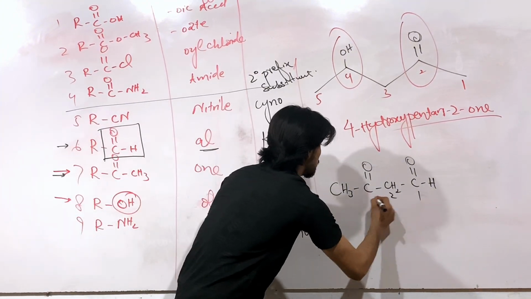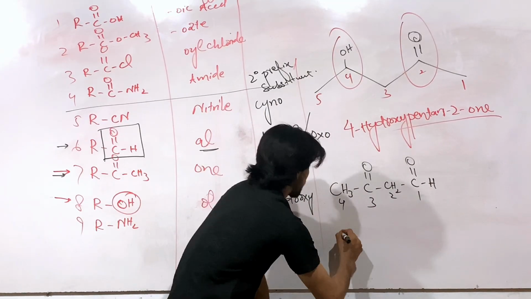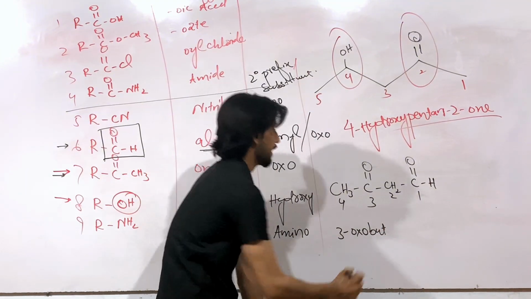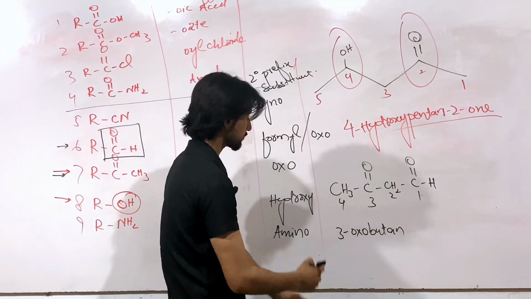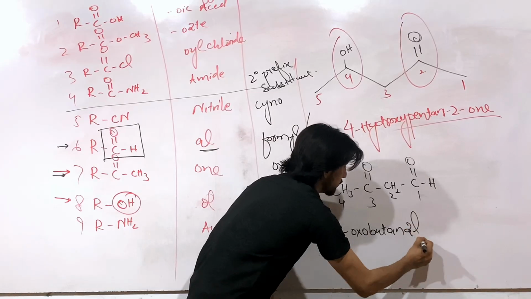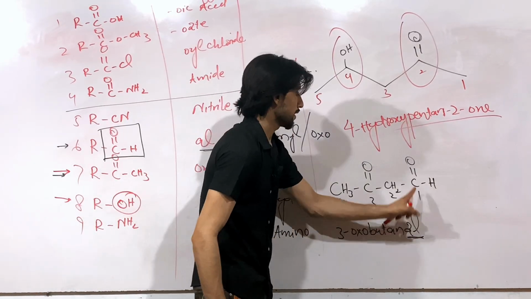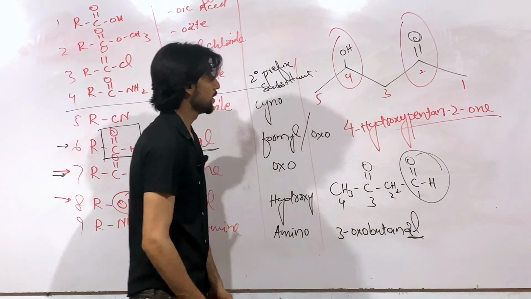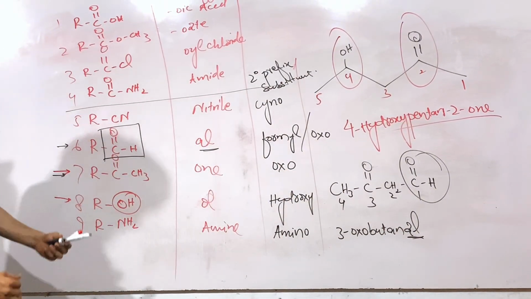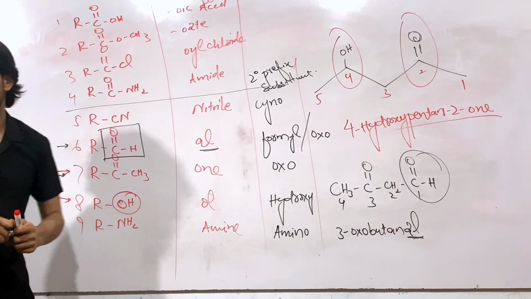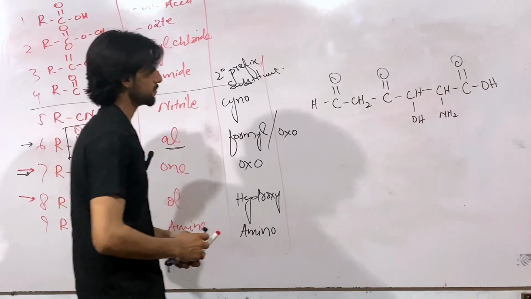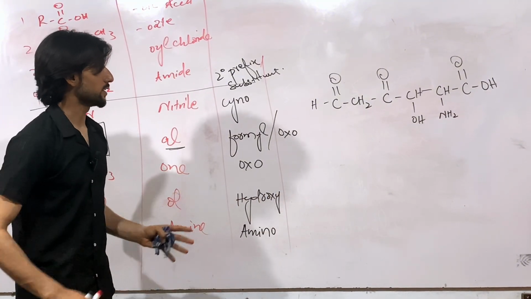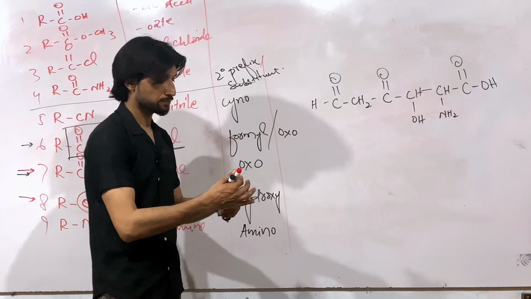So 1, 2, 3, 4. We have got 3-oxo and 4 carbon atoms, but, and An for the saturation, and Al for what? For our secondary suffix. This is our main functional group, primary functional group. Okay, let me give you one more example. Now, with the help of all the rules we learned, we must be able to name this compound.